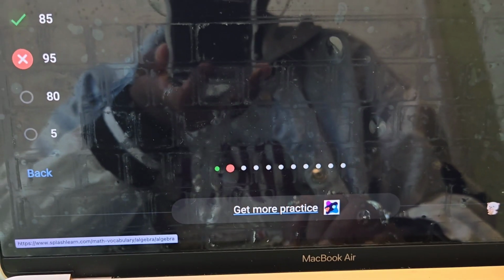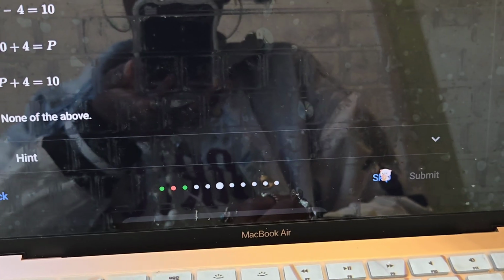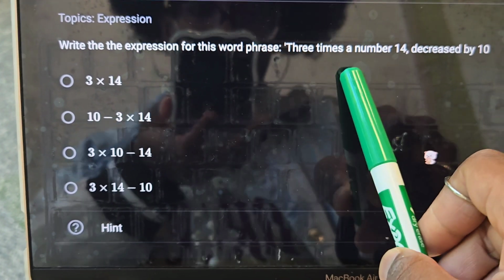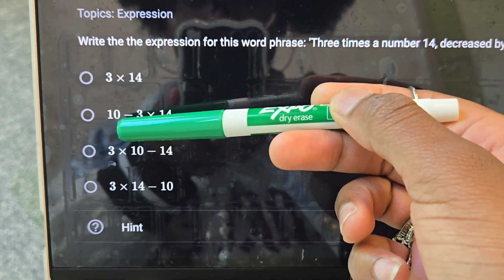This one's not going to work well. Not this one either. This one isn't good either. Skip this one. Oh gosh, this is not a good one either. Try to find a good one. This one seems like it'll work. Okay, write the expression for this word phrase: 3 times the number 14 decreased by 10. All right, 3, 10, 3.